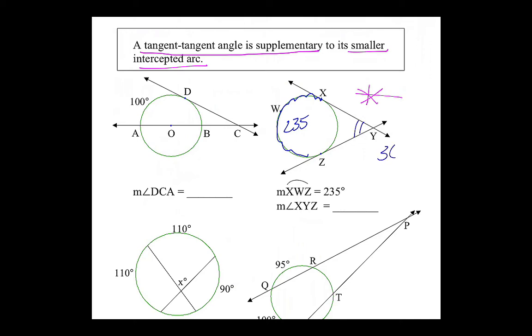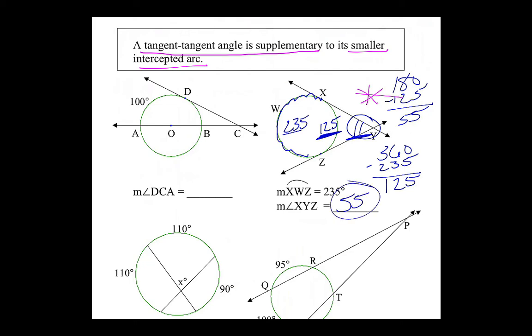Well, if I can do 360 degrees minus 235 to figure out what that missing arc is, that's going to leave me 125 degrees for this minor arc. So I could do the big arc minus the small arc divided by 2, but I know that since this is a tangent-tangent angle, then the smaller arc of 125 should add up with this angle to be supplementary, or equal 180. So 180 minus 125 means that that angle has to be 55 degrees.